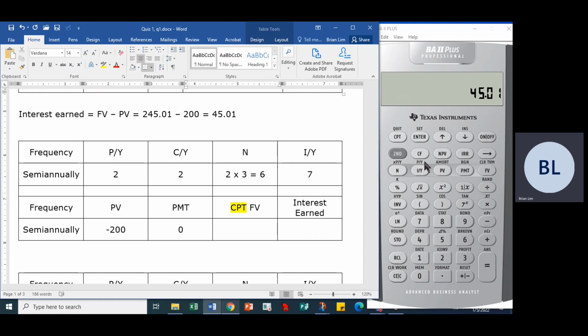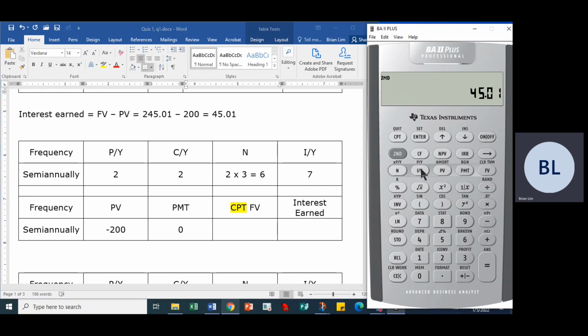So remember PY, it's at the top above the button. So we have to go second IY, and now we put in 2 and we enter. Now that will automatically enter for CY, but you can also enter the value by pressing on 2 and pressing enter. And we can check by clicking down PY, CY. And then we can quit by second CPT.